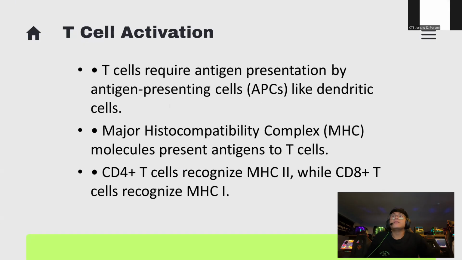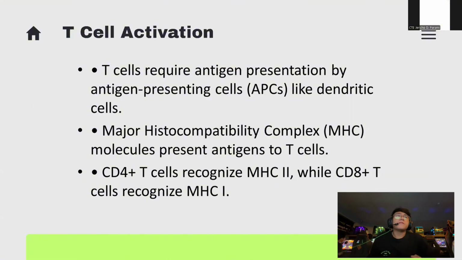T cell activation: T cells originate from what we call hematopoietic stem cells in the bone marrow, but migrate to the thymus for maturation. As we saw in the PowerPoint, T cells require antigen presentation by antigen presenting cells like dendritic cells. Major histocompatibility complex, or MHC molecules, present antigen to T cells. We also have CD4 plus T cells that recognize MHC II, while CD8 plus T cells recognize MHC I.